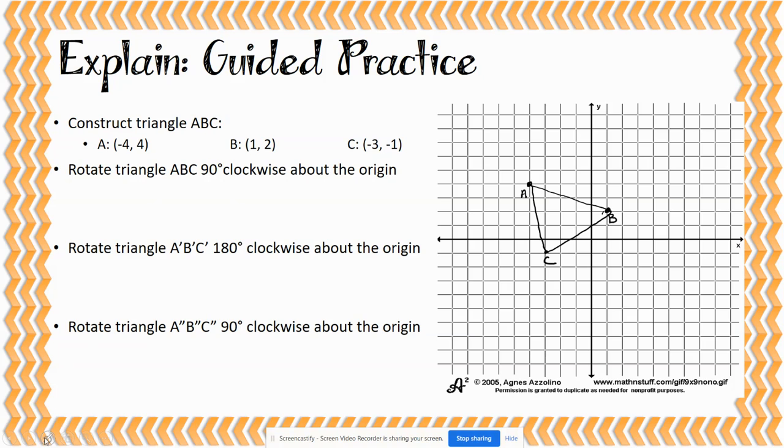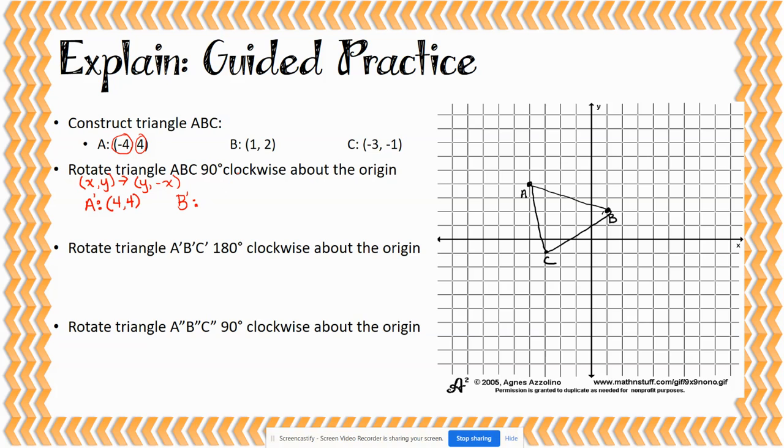And now we want to rotate this 90 degrees clockwise. Well, remember the rule for a 90-degree clockwise rotation is that (x, y) changes to (y, opposite of x). So since A was originally at (-4, 4), our y value will stay what it was, so it becomes the first value, which is 4, and our x value was -4, and it needs to change to its opposite. So the opposite of -4 is +4.